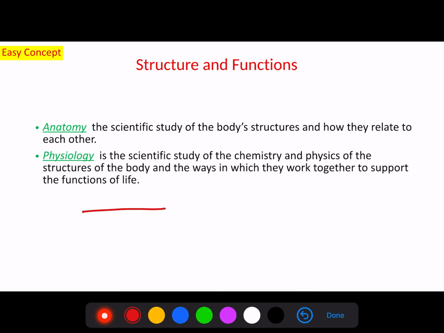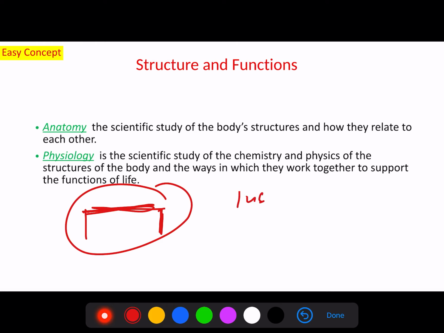For example, the table. If you have a table, you can describe the table that it has two legs, for example, and there is a flat surface. So this is anatomy. However, if you say that I use the table for writing, that will be physiology. So anatomy is describing these structures, what they are made of, how they look like, whereas physiology is describing how they work.